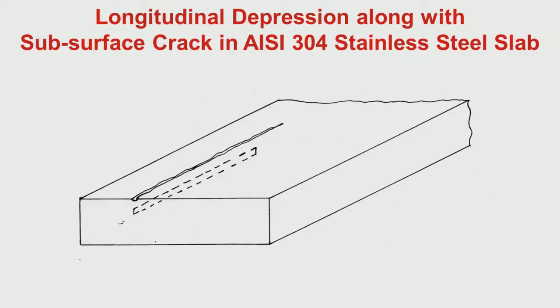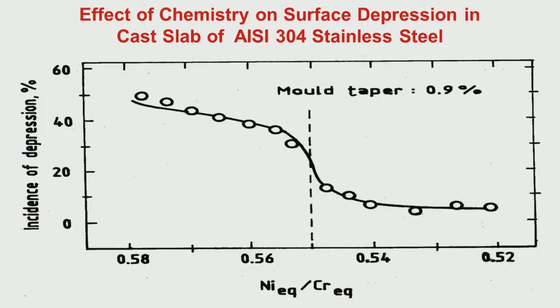Then the depression in 304 type of peritectic grade stainless steel can be improved by controlling minor adjustment of chemistry, by having the chemistry slightly less than the peritectic start. The nickel equivalent divided by chromium equivalent value of 0.55, I have told you, is the peritectic start chemistry. So, instead of slightly more than this, you should have a slightly less nickel equivalent by chromium equivalent. Then only can you avoid this delta to gamma during solidification.